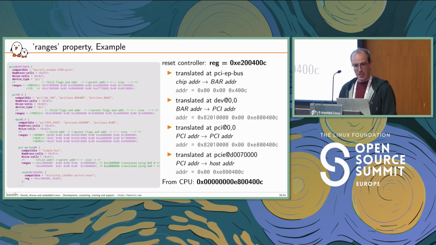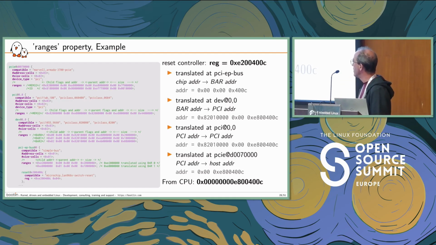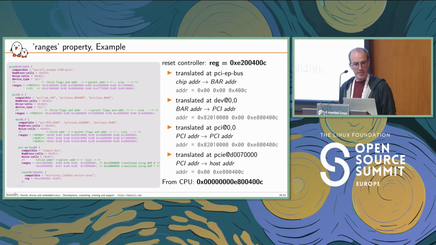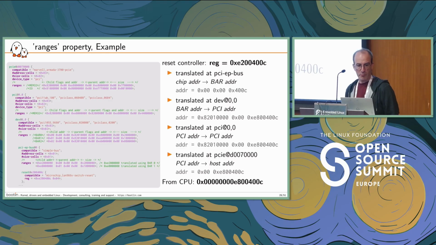Let me give you this example. From the reset controller, for instance, at the bottom of the example, we have the range value. This one is translated thanks to the ranges at the parent node, the endpoint bus, and we translate from the chip internal address to the base address register.